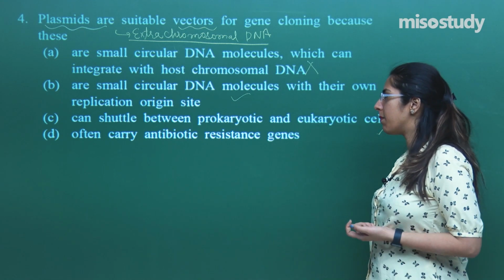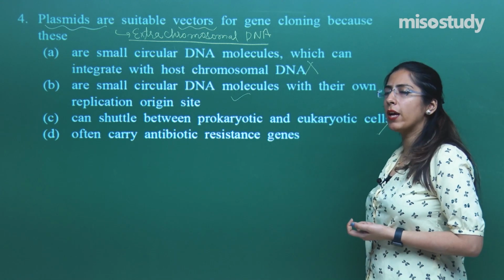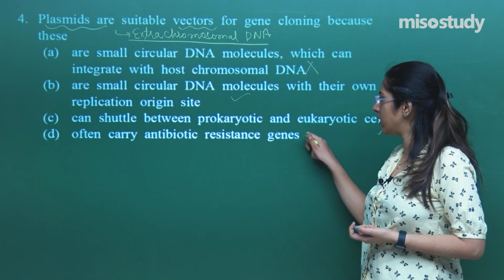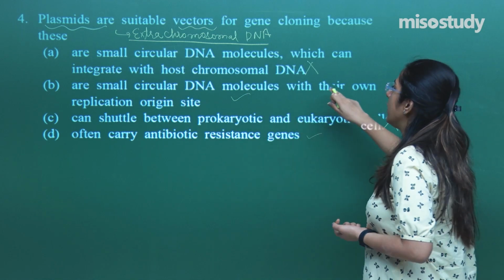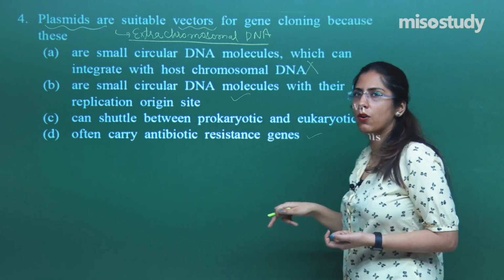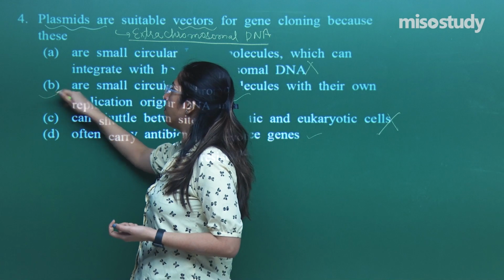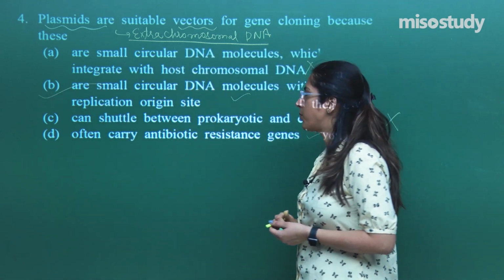Option D: often carries an antibiotic resistance gene. Yes, they do carry an antibiotic resistance gene, but the correct definition is they are small circular DNA molecules with their own replication origin site. So, B is more correct as compared to the D option.